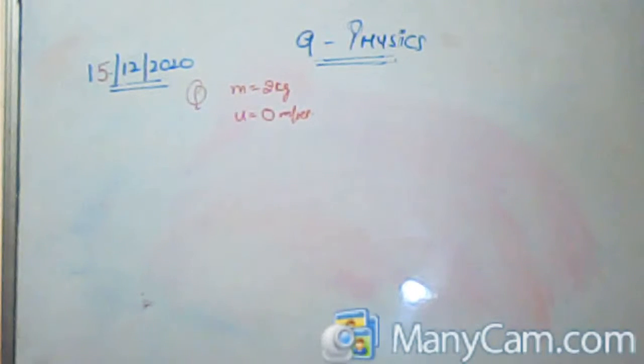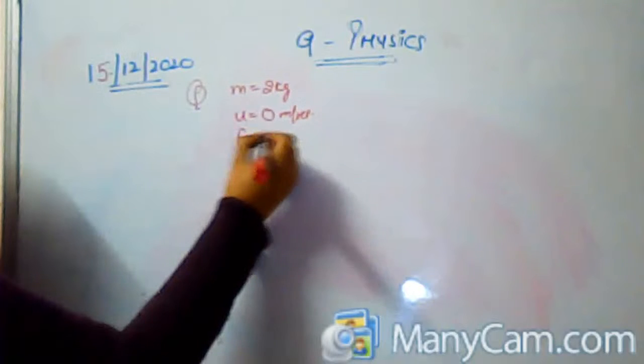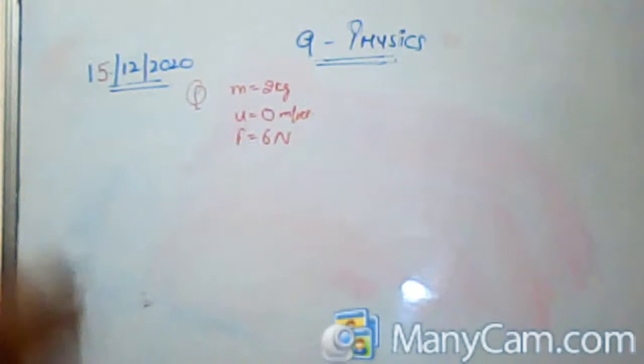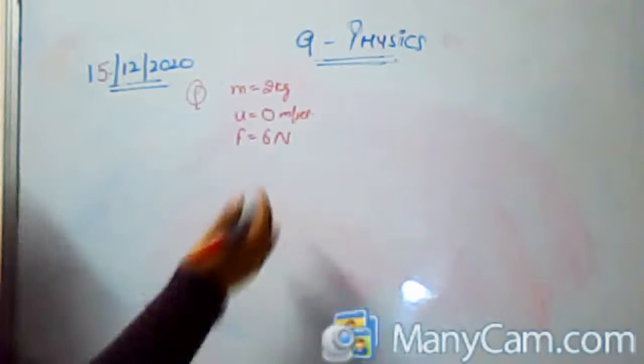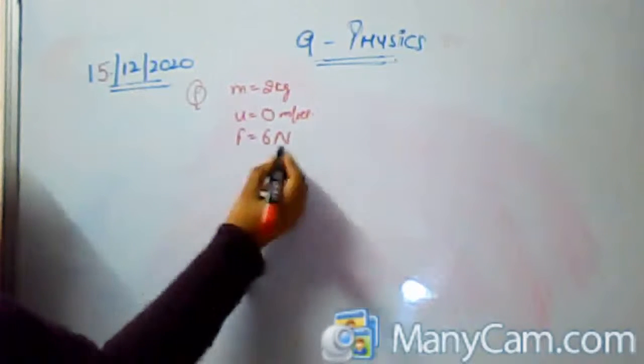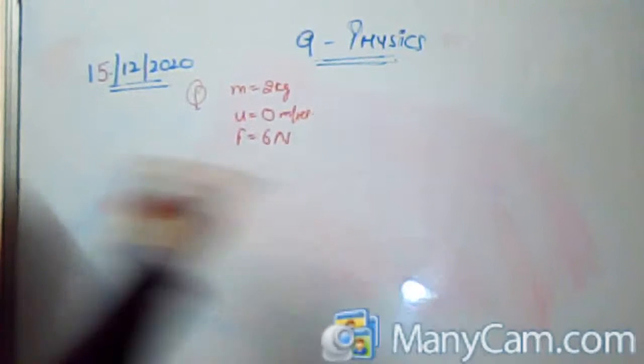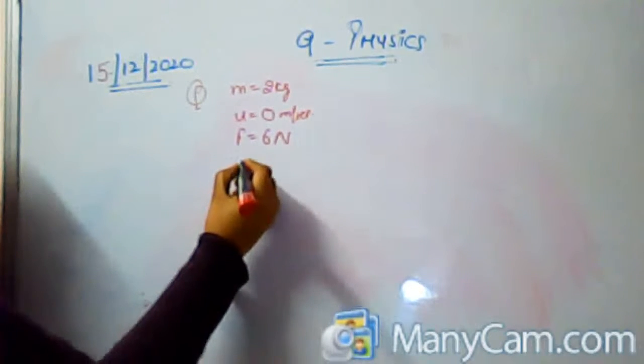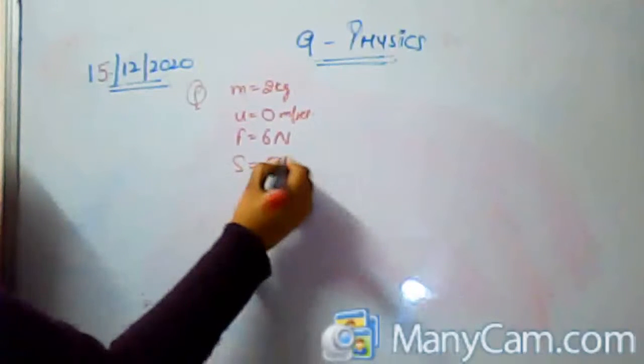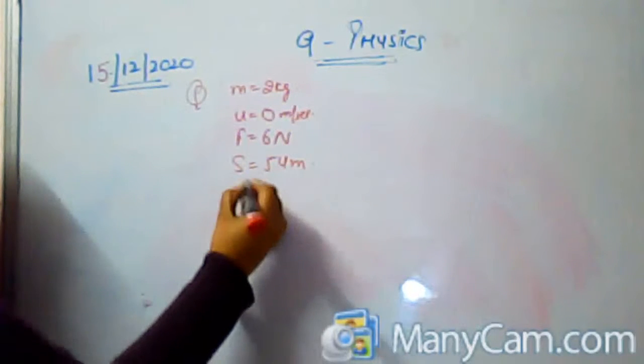So what should the initial velocity be? 0. A constant force of 6 Newton starts acting on it. Find the time taken by the body to move through a distance of 54 meter. With a constant force of 6 Newton, the body is displaced and covers a distance of 54 meter. You have to find the time taken by it.